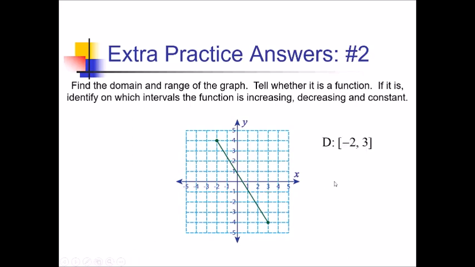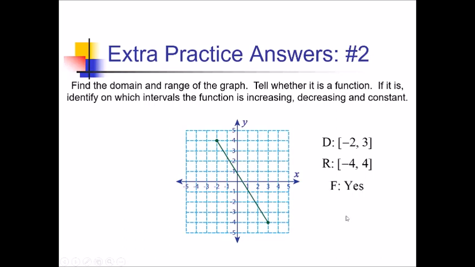For range, we're looking at the y values from bottom to top. So at the bottom, we've got -4, solid dot gives us a bracket. And at the top, we have +4, solid dot gives us another bracket. Now, for whether or not this is a function, since we cannot draw a vertical line that touches twice in any place on this graph, we say that yes, this does pass the vertical line test.